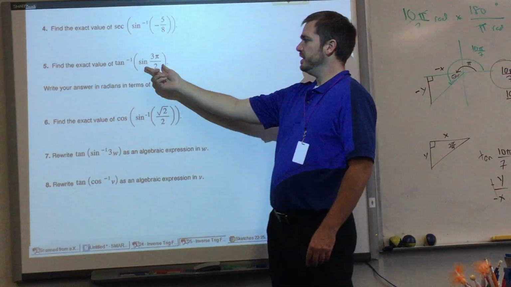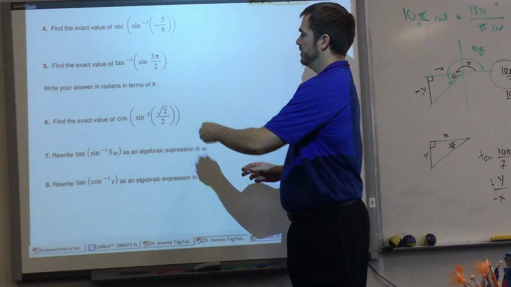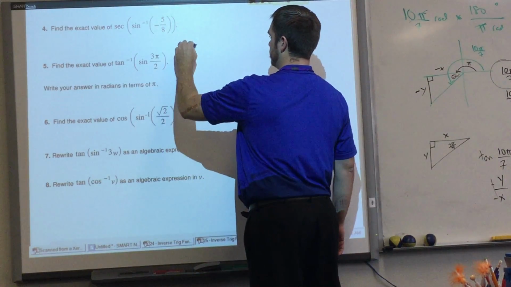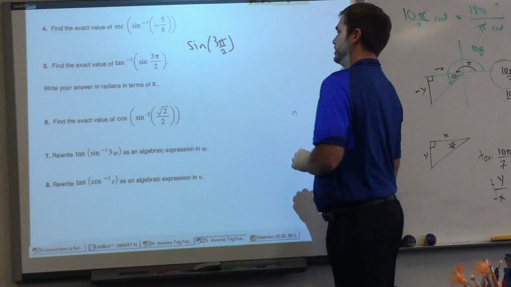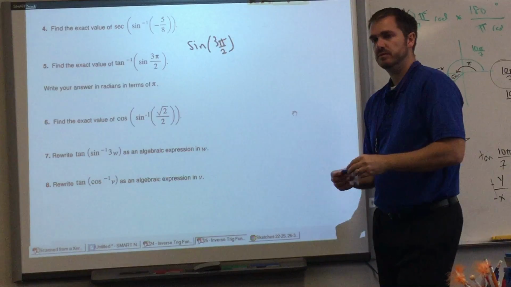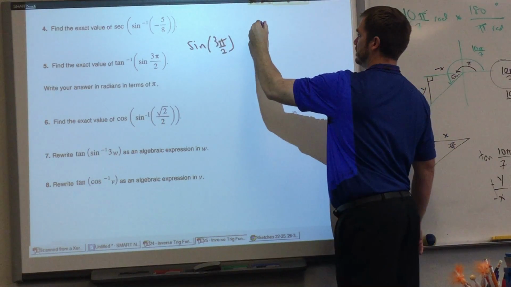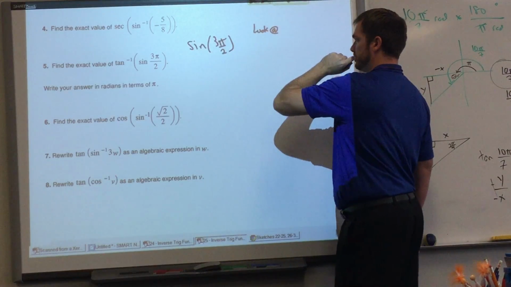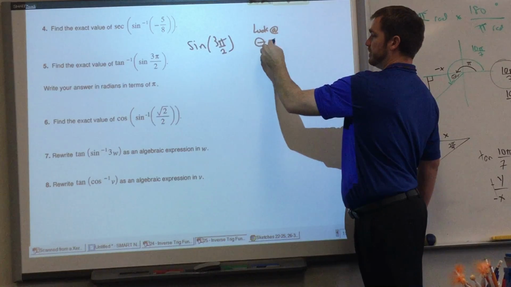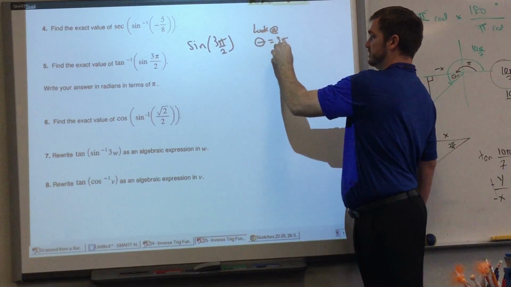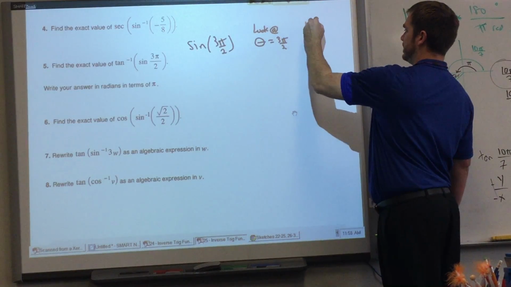So now this is sine of 3 pi over 2. How are you going to solve that, John? With the unit circle. What are you going to look at? Did you say, I'm going to look at theta equals 3 pi over 2? And what are you going to find? What are you going to be trying to find here?